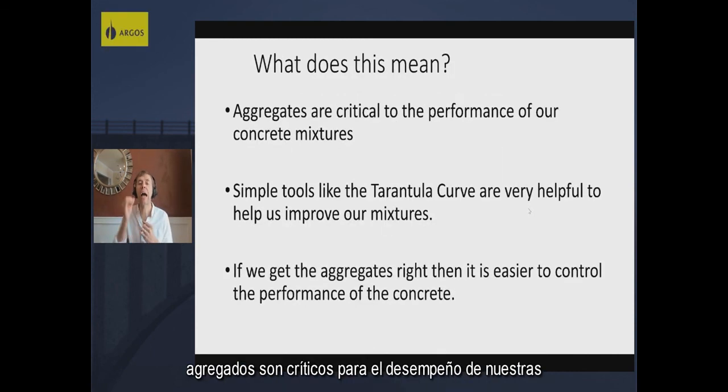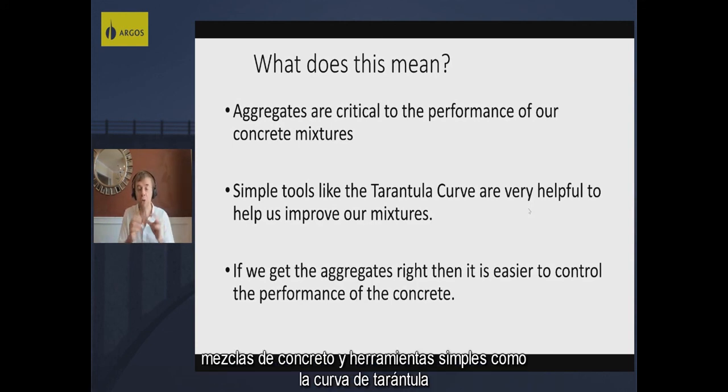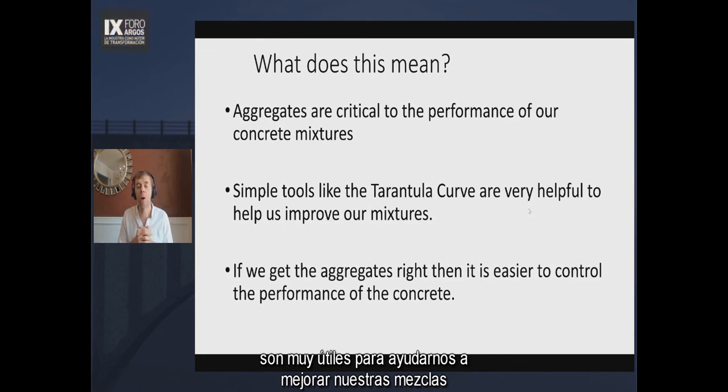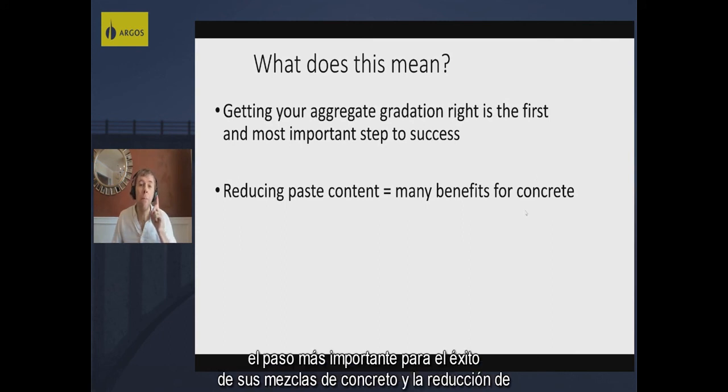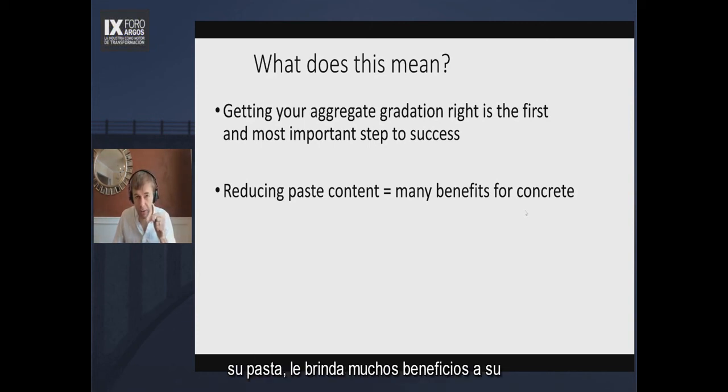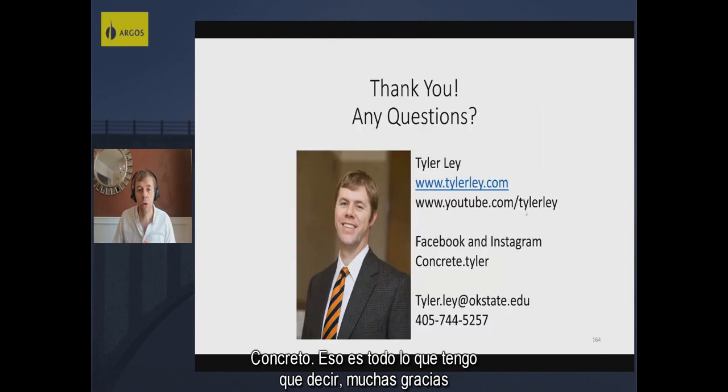So what does this mean? Aggregates are critical to the performance of our concrete mixtures, and simple tools like the Tarantula Curve are very helpful to help us improve our mixtures. And if we get the aggregates just right, then it's easier to control the performance of our concrete. And getting your aggregation right is the first, and I would argue, the most important step to success for your concrete mixtures. And reducing your paste content provides you many, many benefits to your concrete.